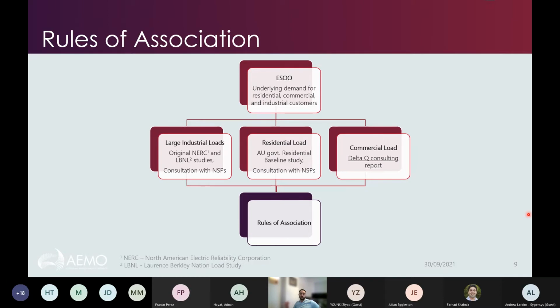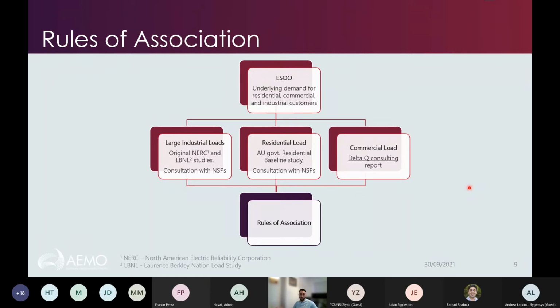As I said, the dishwashers and washing machines are becoming power electronic or inverter driven devices. From the commercial load perspective, this one was probably the most impressive. We hired a consultant, Delta Q. They're data analysts and they're fantastic at what they do. They used our underlying demand data to break down the loads by sector.